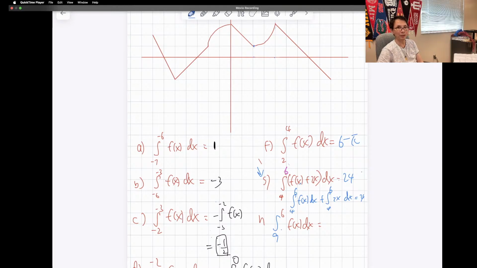Yeah, because integration 4 to 6 is a trapezoid from 2x. So it'll be 2 times 4 is 8. And 8 plus 12 is going to be 20. 20 divided by 2 is 10. So the average of your bases is 10. The height is 2. So 10 times 2 is 20. Draw it out. You will see it.